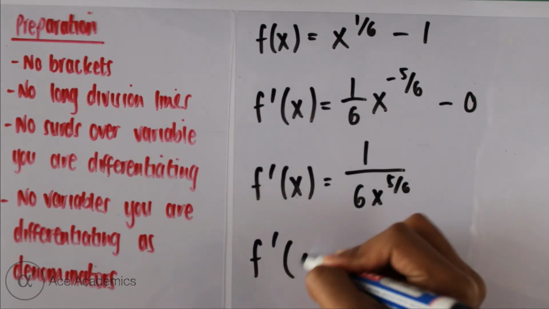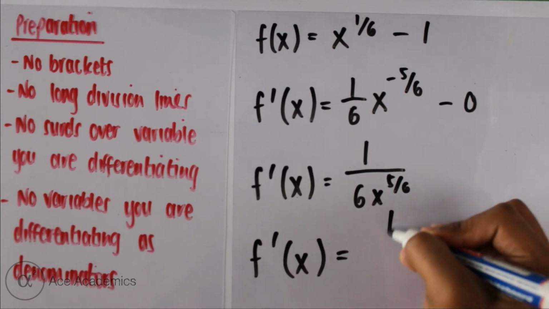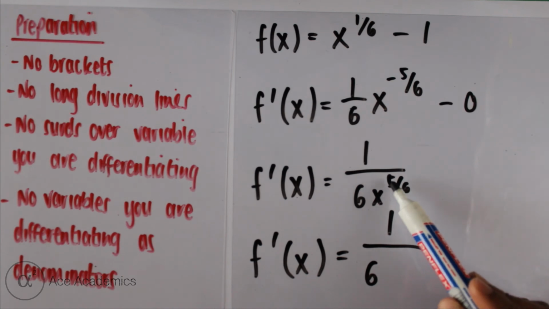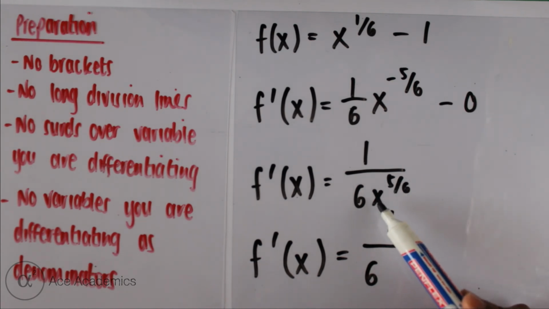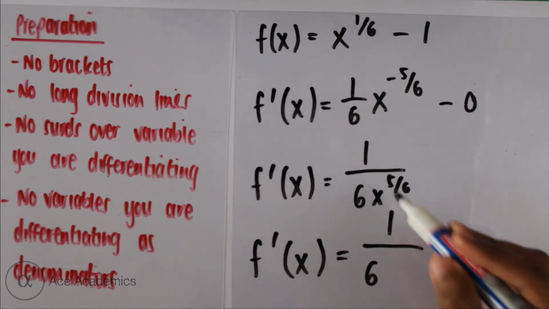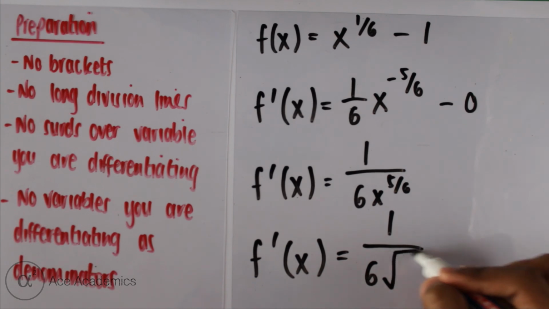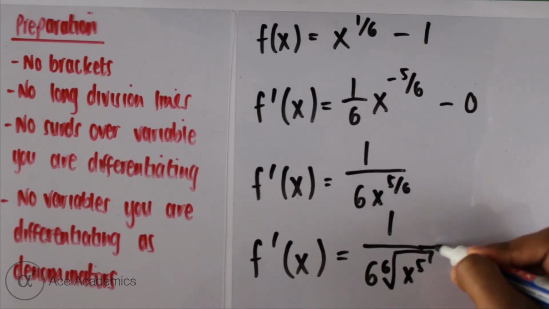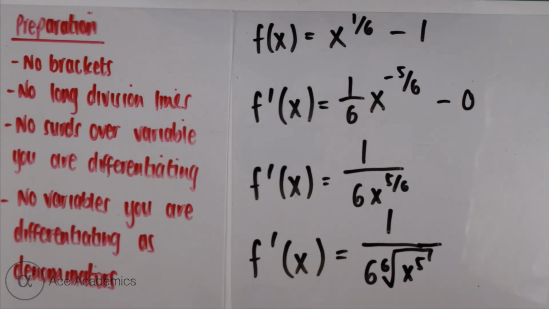So we have f prime of x is equal to 1 divided by 6. Now, if you recall, the numerator in the fraction was the actual power of the x, and the denominator was the root. So, x to the power 5 over 6 is the same thing as the 6th root of x to the power 5. And our derivative is complete.